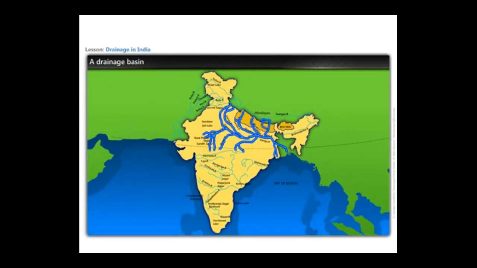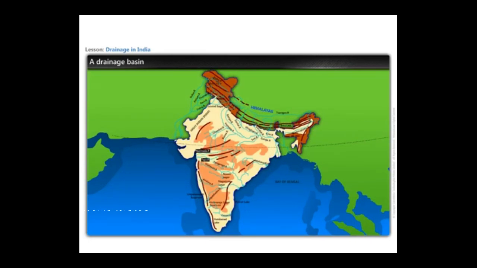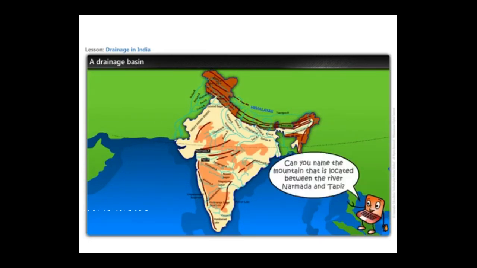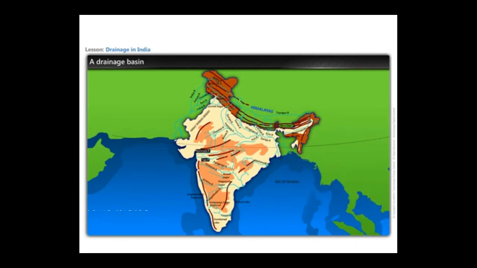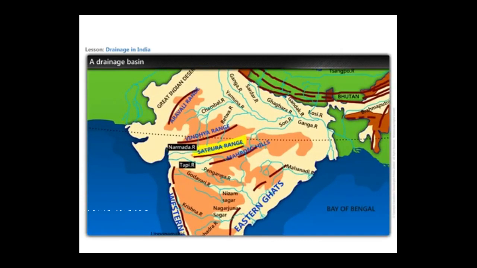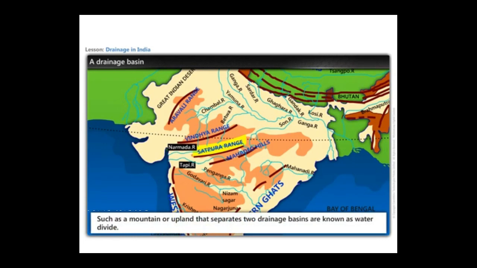There are numerous small streams flowing from different directions which come together to form the main rivers. They ultimately drain into a large water body such as a lake or a sea or an ocean. Look at the physical map of India. Can you name the mountain that is located between River Narmada and Tapi? The Satpura mountains divide the two river basins. A mountain or upland that separates two drainage basins is called a water divide.